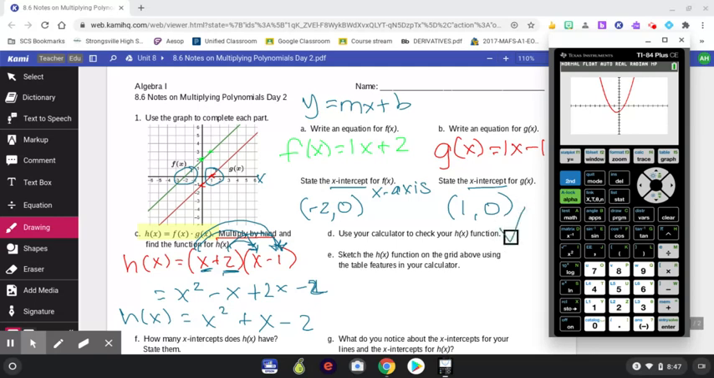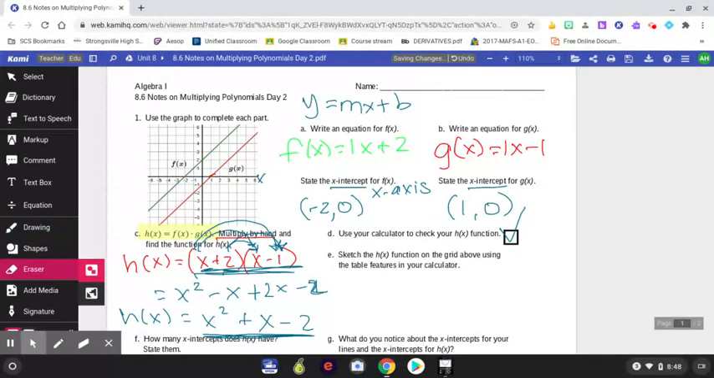So I'm just going to put a check mark. If you end up seeing two different U-shaped graphs, that means that you did not multiply correctly, okay? What you have written here in product form should match your final form, if you did everything correctly. E says sketch the h of x function on the grid above using the table features in your calculator.